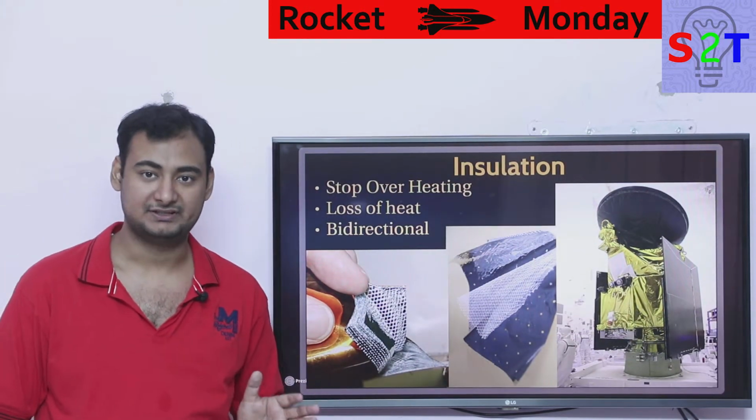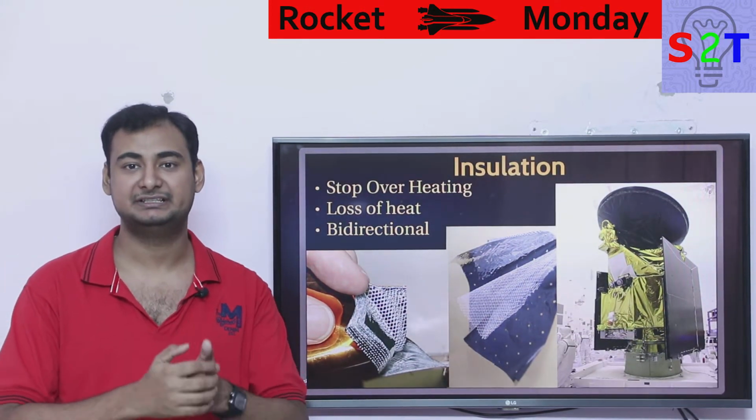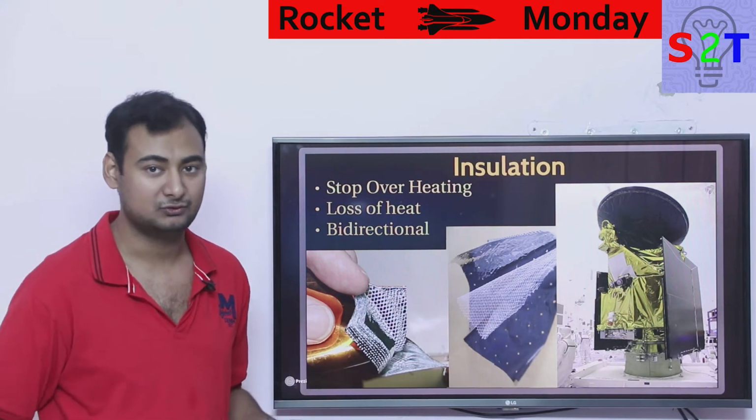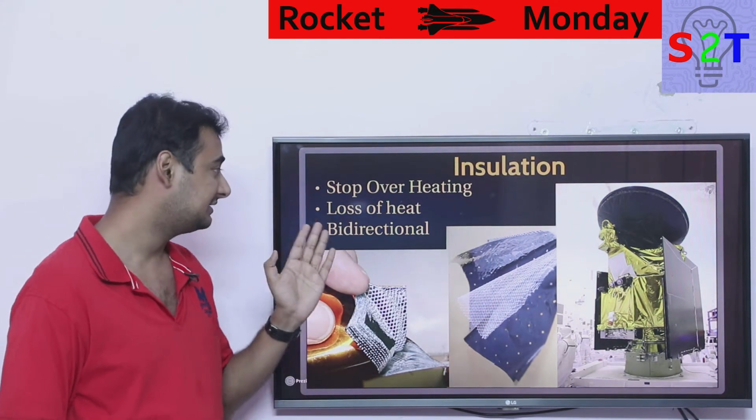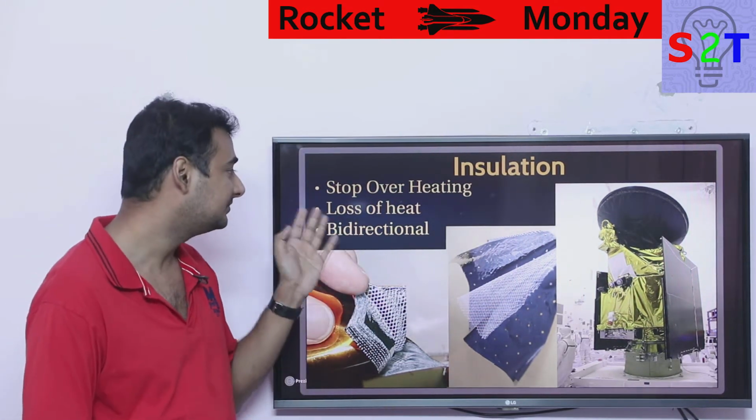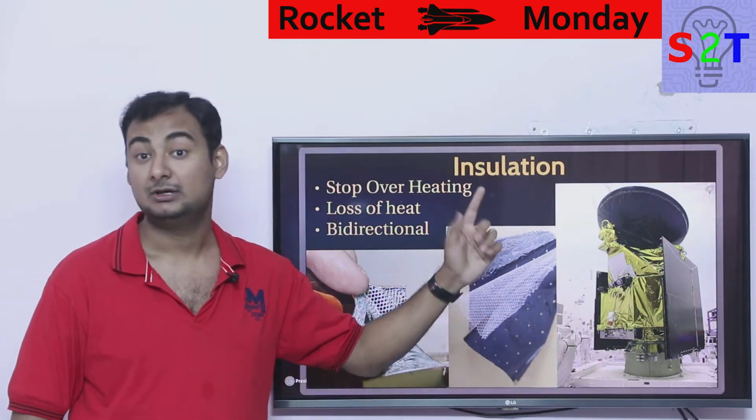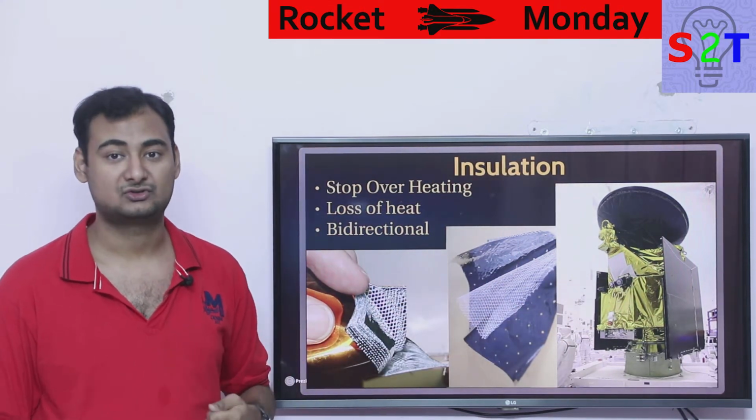So first line of defense, because I already specified we do not have anything that can act as a buffer, we create our own buffer, aka insulation. Insulation is the first line of defense. Insulation stops overheating. Basically you put on a gold foil. Why gold foil? Gold is very good at stopping infrared.